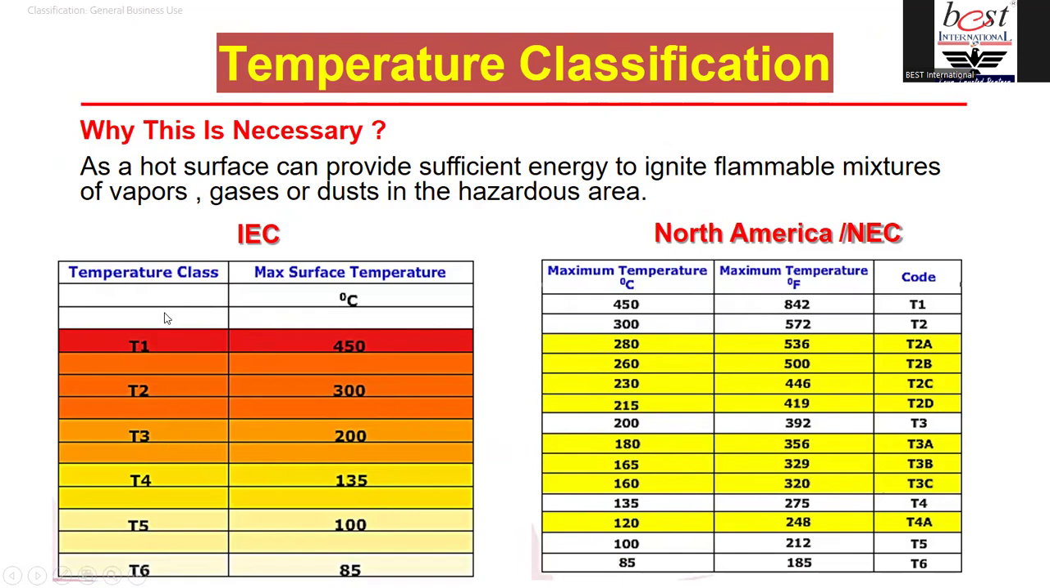These are further examples of temperature classes like IEC T1, T2, T3. There are temperatures like maximum surface temperatures. Why is this necessary? Because a hot surface provides sufficient energy to ignite flammable mixtures of vapors, gases, or dust. That's why the SCADA system is a great help.